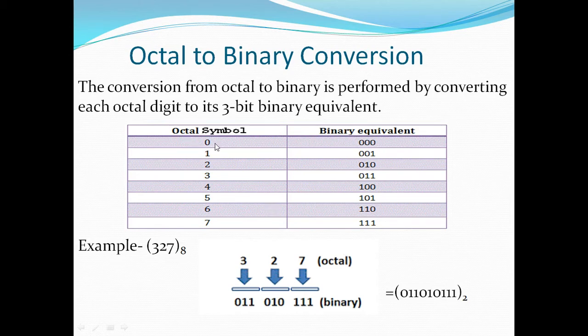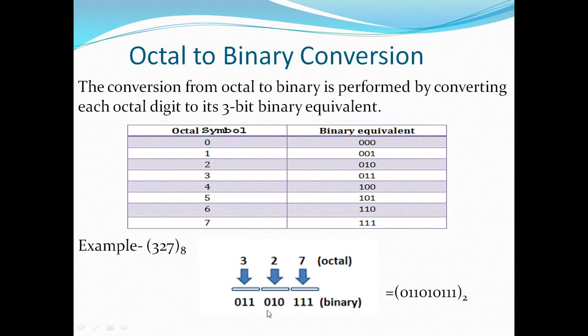We'll simply replace each digit by its binary equivalent. Suppose we have an example here, 327. We'll individually replace each digit by its binary equivalent. We'll replace the 7 by its binary equivalent. What is the binary equivalent? 111. So we'll simply write 111 in place of 7. What is the binary equivalent for 2? This is 010, so we'll simply write 010. For 3 we have 011, so we'll write 011 and we got the answer.